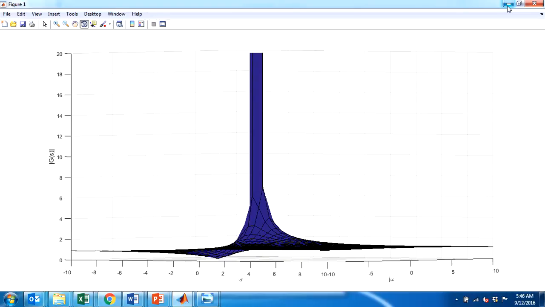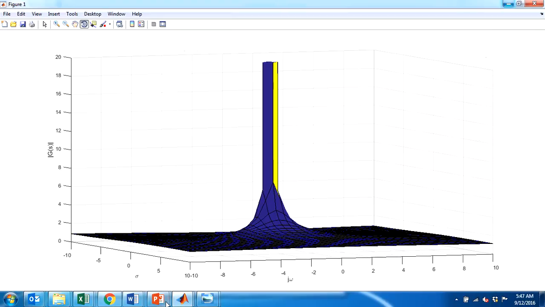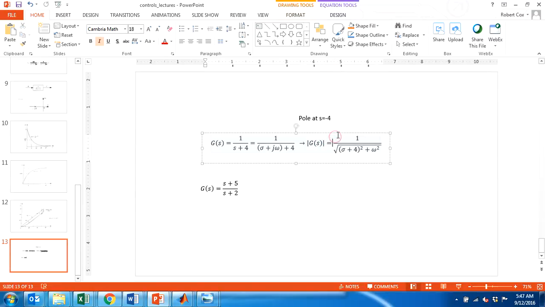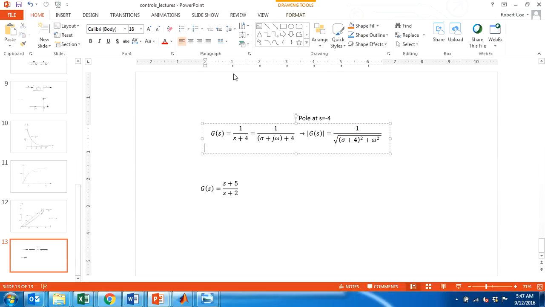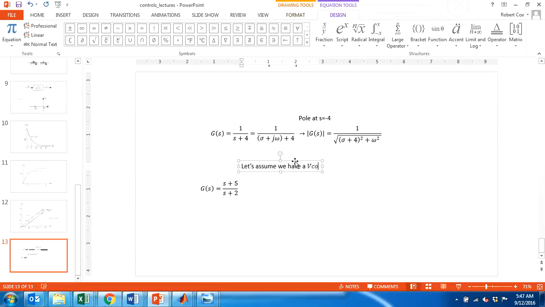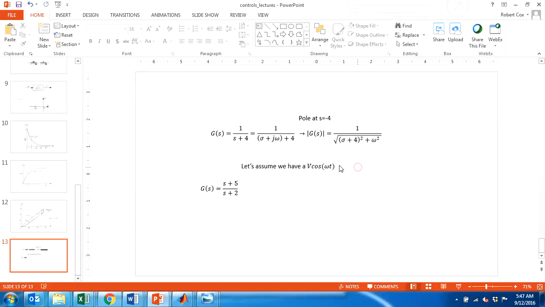Now, very often what we want to do is look specifically at the frequency response. In other words, if I look at either of these two transfer functions, let's say I'll focus in on this guy for a second. For that transfer function, let's assume we have a sinusoidal input, something of the form V cosine omega t.